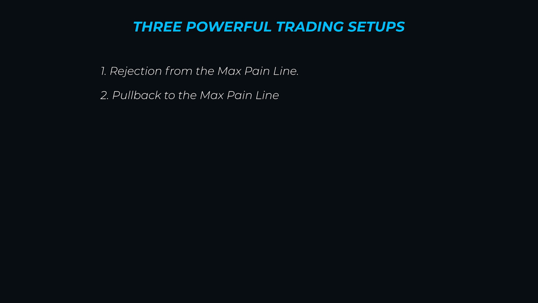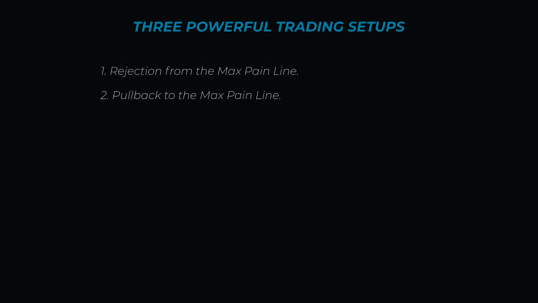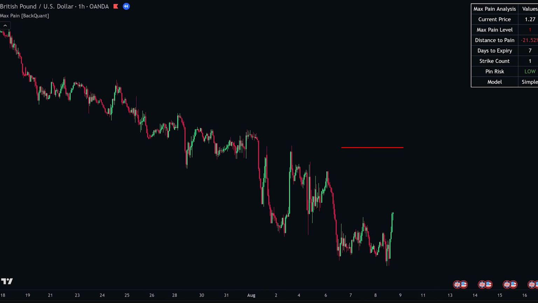Setup 2. Pull back to the max pain line. For a buy trade, you want to see price trading well below the red max pain line. This tells you that price is stretched too far away and may soon pull back upward toward that level.